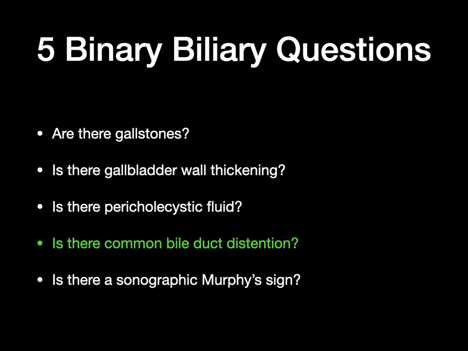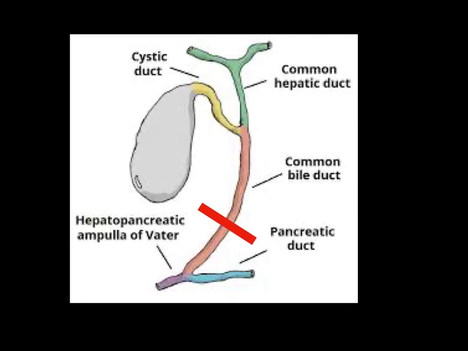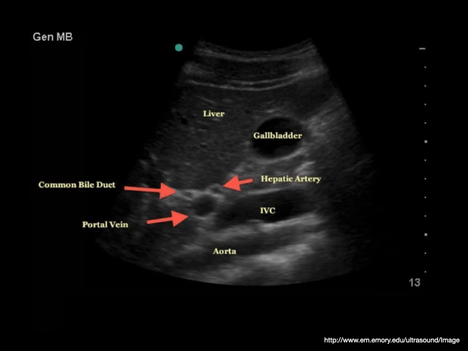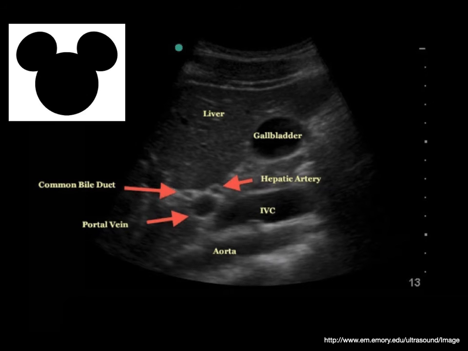Our fourth binary biliary question: is there a common bile duct distension? Distension of the common bile duct would suggest that a stone is lodged within that duct and causing proximal dilation. Identifying the common bile duct can be a bit tricky, but when viewing the gallbladder in the longitudinal, you can use the main lobar fissure to point from the gallbladder to the portal triad. Recall the portal triad is made up of the portal vein, hepatic artery, and common bile duct. All tend to have echogenic walls and sit in a formation reminiscent of Mickey Mouse.